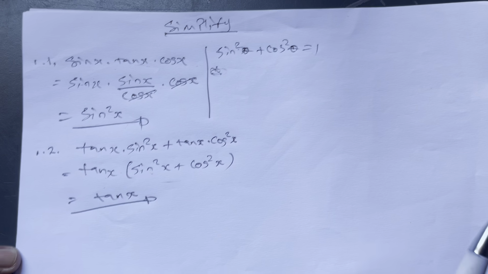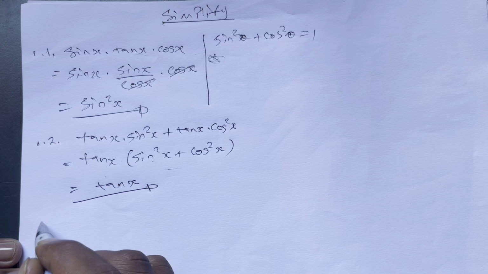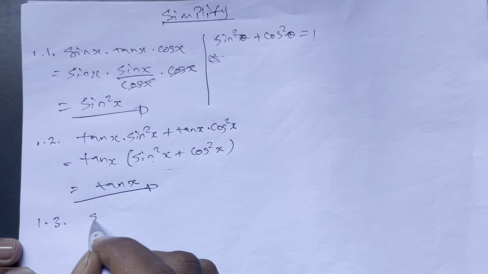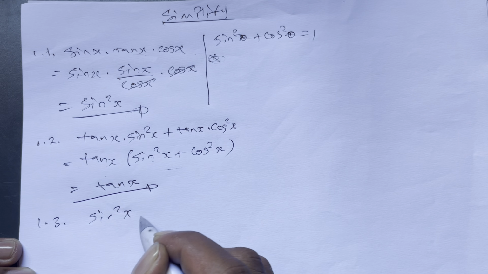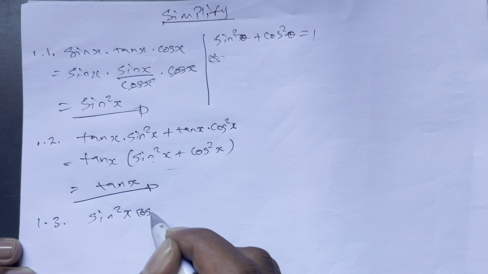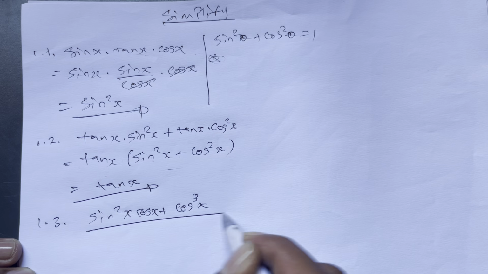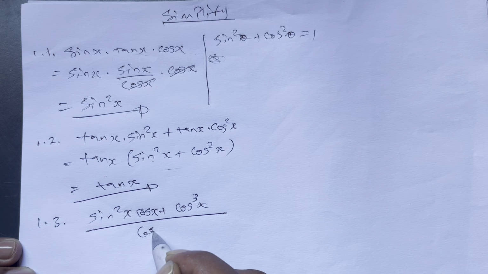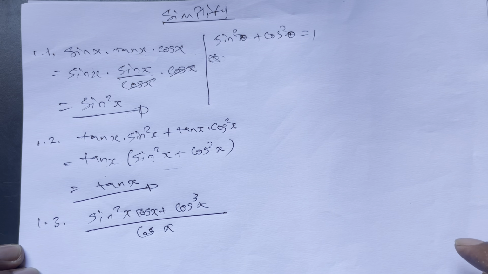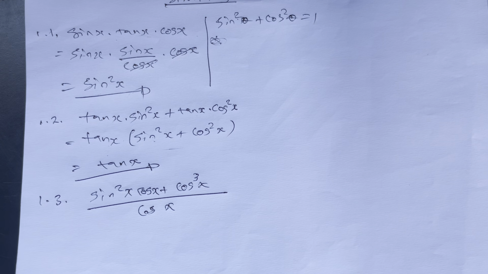Okay, let's get another question, let's say 1.3. We have sine squared x cos x plus cos cubed x, all over cos x. All right, and then let me give you some time to do this one, so you can just pause the video, try and work on this one alone, and then we will continue.